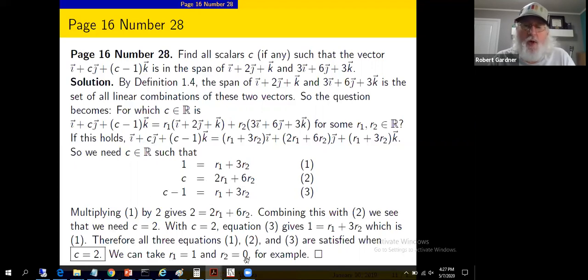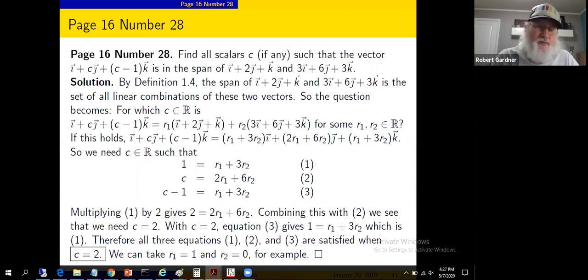You don't like using 1 and 0? We'll use something else. As long as it satisfies the first equation, and there are an infinite number of choices, you're good to go. We could take R1 equals 0 and R2 equals 1/3. Now 1/3 here, 0 there, and that'd produce a 1. So there's another possible choice for R1 and R2. If you don't take C equals 2, you'll have inconsistency between the first and second equations. So to answer the book's question, we take scalar C to be 2.